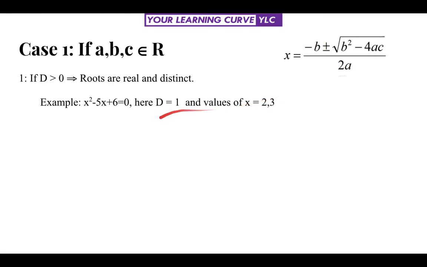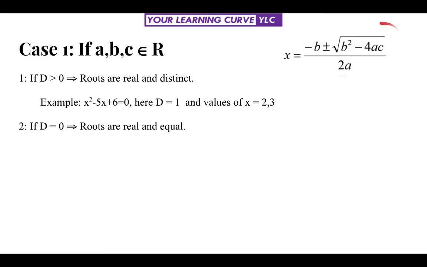For example, x square minus 5x plus 6 is equal to 0. Here the discriminant is 1, that is, b square 25 minus 4 times 6, that is 24. 25 minus 24 is equal to 1. So x is equal to, on solving, you get 2 or 3.